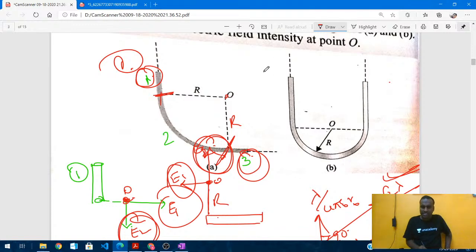Similarly, for the second question, can anybody answer, students who are online? Can you tell me, students? I am observing over here. Please answer, students. If anybody knows, please answer.